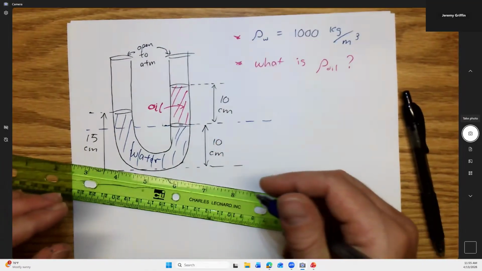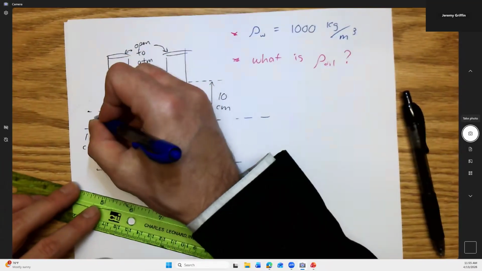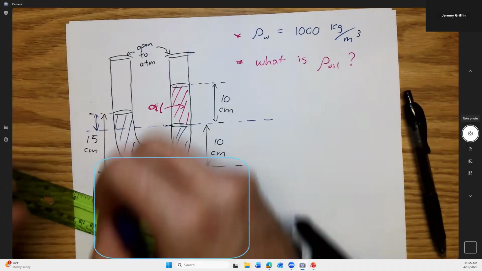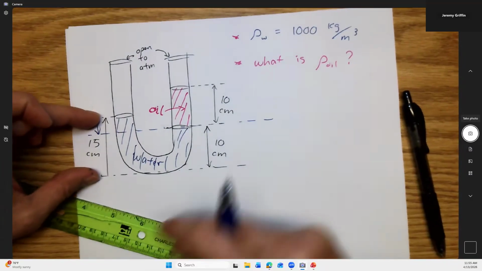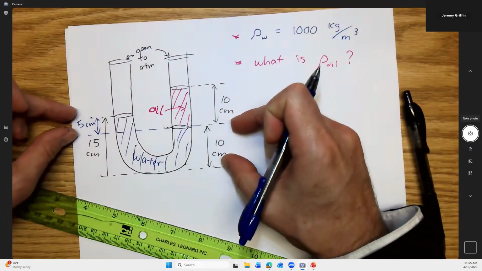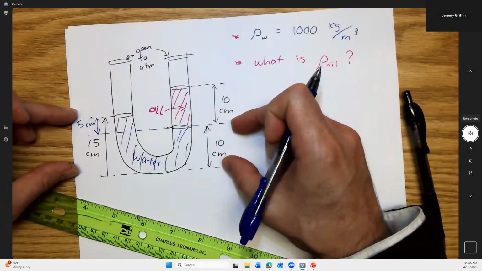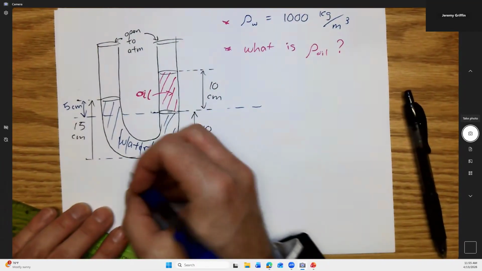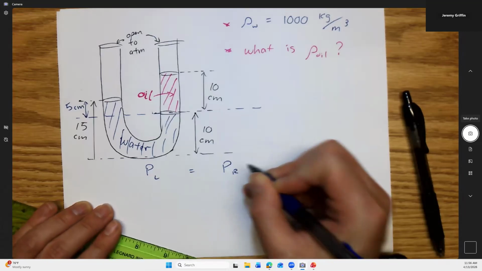Guys, look here. What is this height right here? What is this, 5 centimeters? You guys see 5 centimeters? Because it's 15 minus this 10. That's where 5 comes from. You guys get that? Focus here. 15 minus 10 is 5. Now, I could say pressure left equals pressure right.